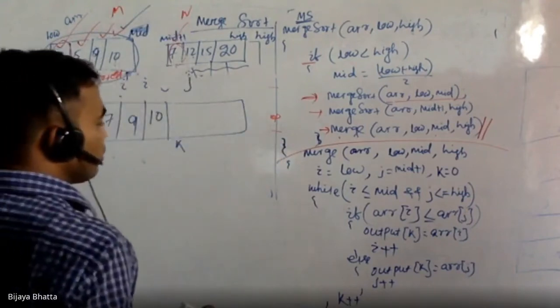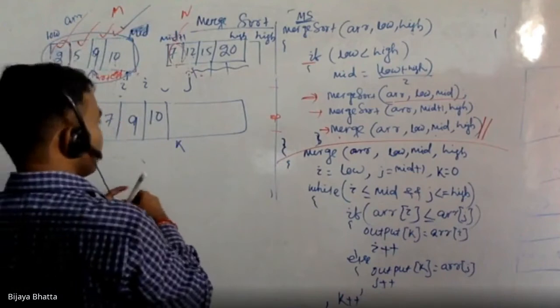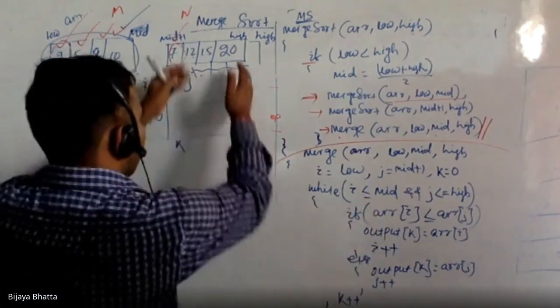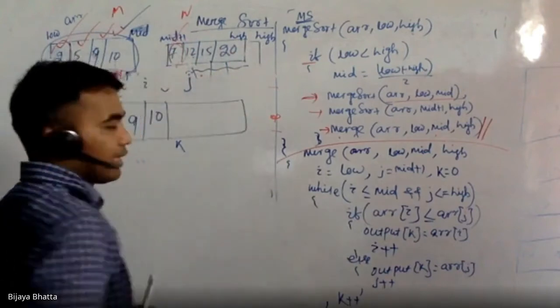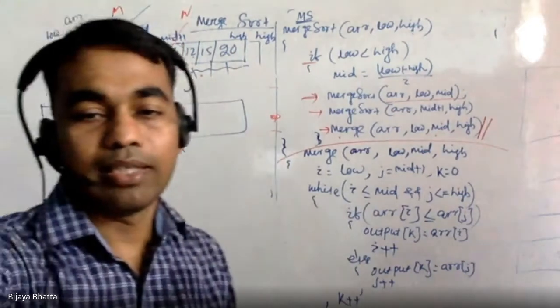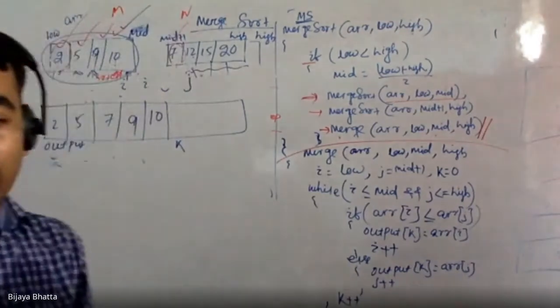Then what I need to do, I already told you, I don't need to compare again and all these things, right? I can directly copy from here to here. I will directly copy from here to here, right? So that's what this step I need to do.